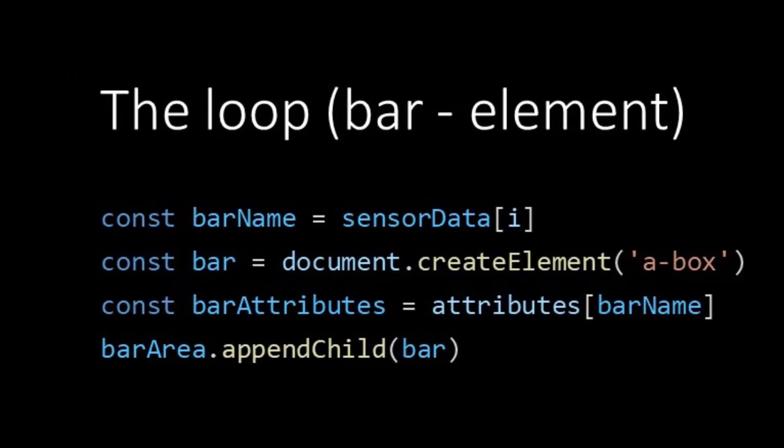Our variable bar is no more than a new element of type a-box. Bar attributes is an object that we fill using the attributes object and selecting the key that equals our bar name.